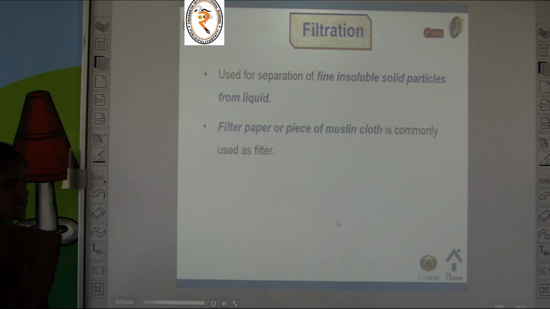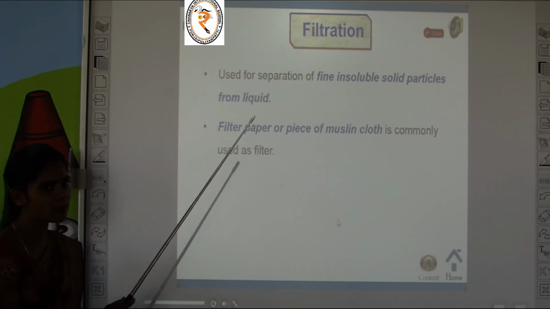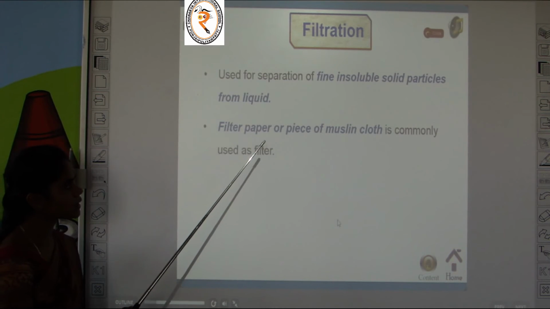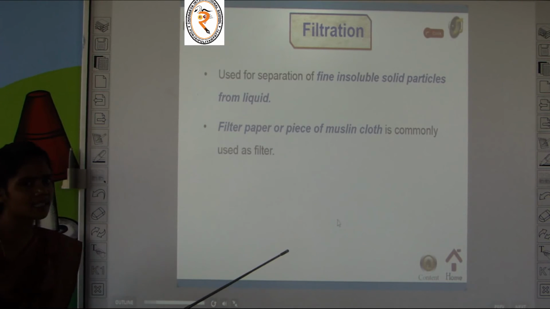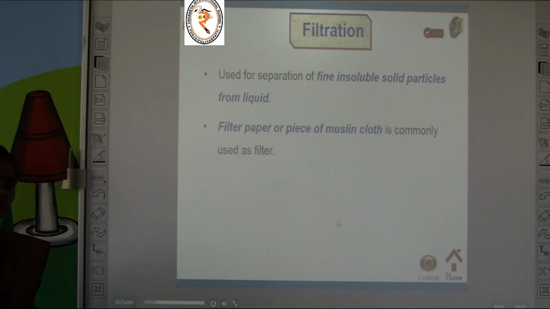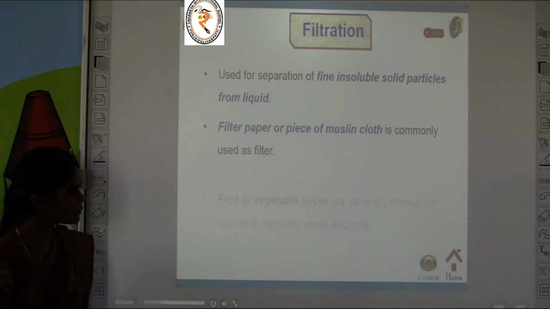What is the next process? It is filtration. It is used for separation of fine insoluble solid particles from liquid. Filter paper or a piece of muslin cloth is commonly used as a filter. So either we can use filter paper or we can use a cloth to remove the seeds and pulp that are present in the fruits.